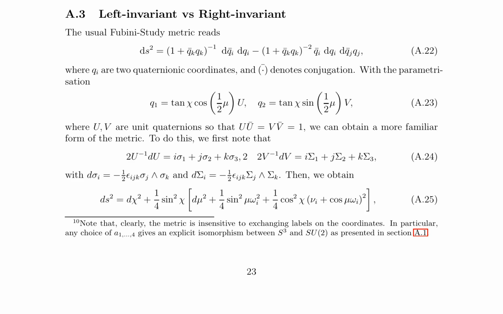This form highlights the geometry of the instanton moduli space and demonstrates the insensitivity of the metric to the choice of labels on the coordinates, thus providing an explicit isomorphism between S3 and SU2, as discussed in section A.1.